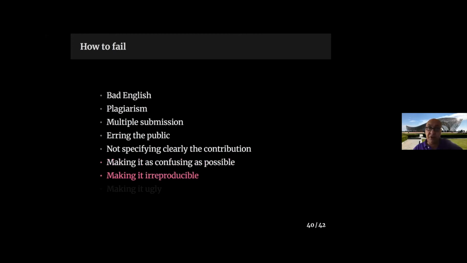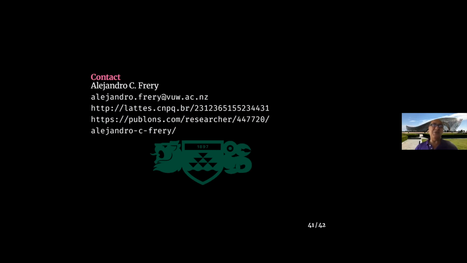Make it irreproducible. If the reviewers ask you to send the code, you say, no, I'm sorry, I lost the code, the pen drive burned. Forget it. You will not publish that. And make it ugly if you want to have it rejected at once. Make very B.Sc plots as the defaults in Excel, for instance. Those are awful.